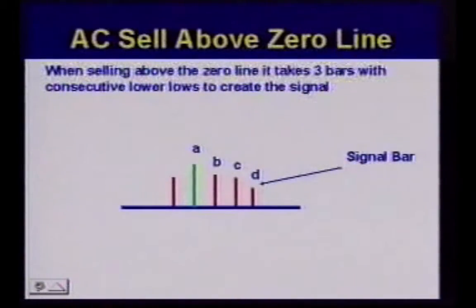Okay, here's the AC sell signal above the zero line. Here's our zero line, represents our change in color at A. 1 lower low, 2 lower lows, 3 lower lows. Remember, we're going against the momentum of the market, the immediate acceleration. So we want to make it harder for us to sell because the market is above zero. It's going to be easier to buy, even though it is decelerating.